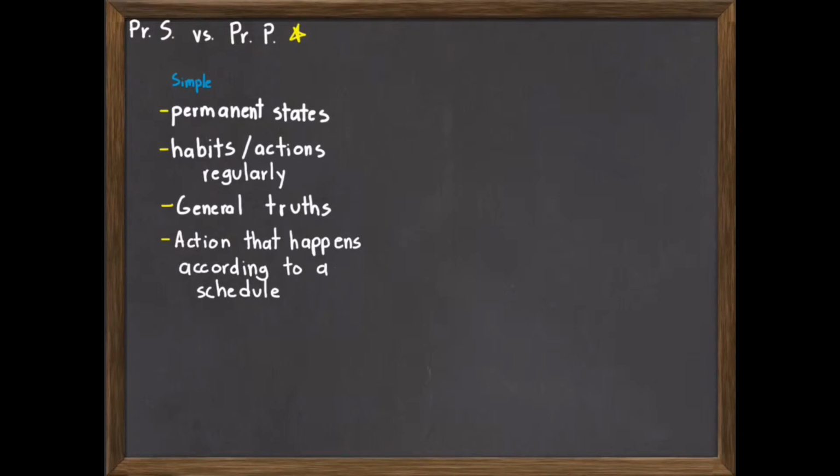Now, what about present progressive? Well, present progressive is used for temporary states. Something that is temporary, like I'm taking driving lessons this month. Or I'm living with my parents. It could be a temporary state because these actions or these verbs would end at a certain point in time.